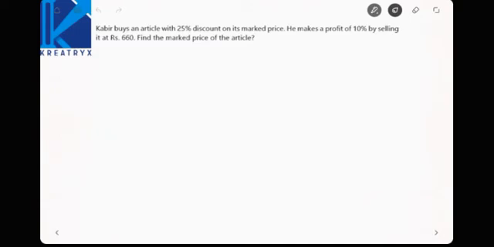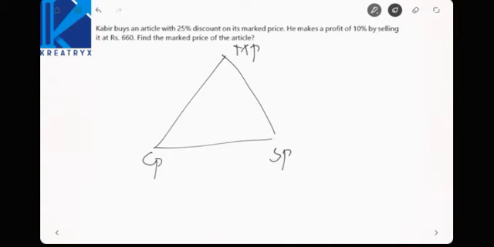Kabir buys an article with 25% discount on its market price. Okay, see here again, discount triad: market price, cost price, selling price. He buys an article with 25% discount on its marked price. He makes a profit of 10% by selling it for 660 rupees. Now find the marked price of the article.